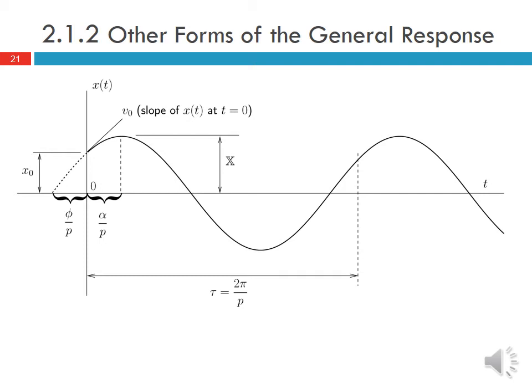So this is what the general response looks like. So we get this simple harmonic motion. So we have this sine and cosine form. So x naught describes the initial position. So this is a graph of x of t versus time. So x naught is this initial position. V naught is the slope, so our initial velocity. And then the phase angle can be graphically shown here. The period of the response is shown here, which is related to the natural frequency, as the period is equal to 2 pi over p. And the amplitude is depicted here.